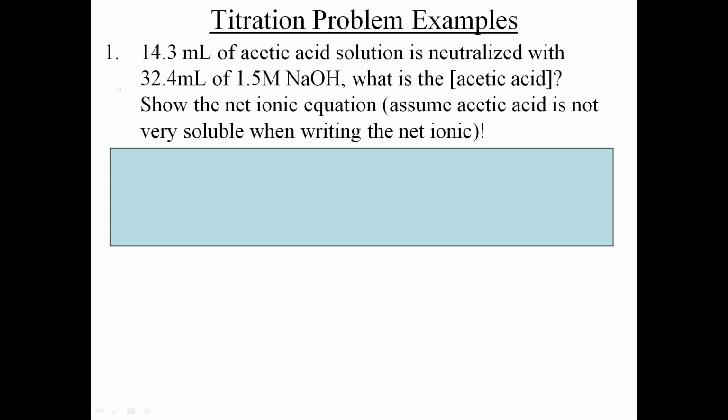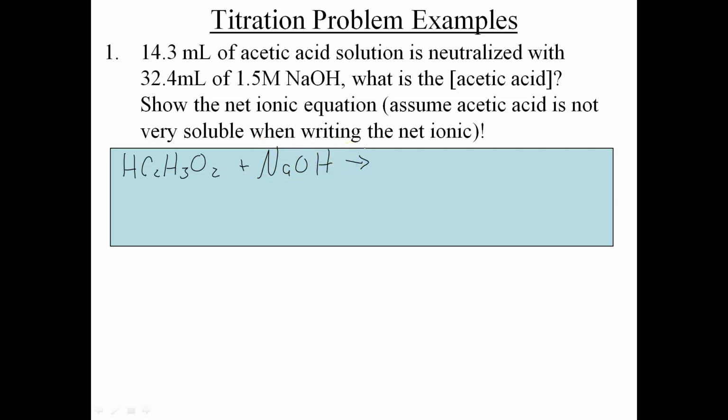In this situation, we have a 14.3 milliliter amount of acetic acid, and it's neutralized with 32.4 milliliters of sodium hydroxide. What's the concentration of acetic acid? It says show the net ionic equation and assume acetic acid is not very soluble when writing the net ionic. So here's what we're going to do. We're going to start with acetic acid. So we have our formula for that. It's HC2H3O2 plus sodium hydroxide.